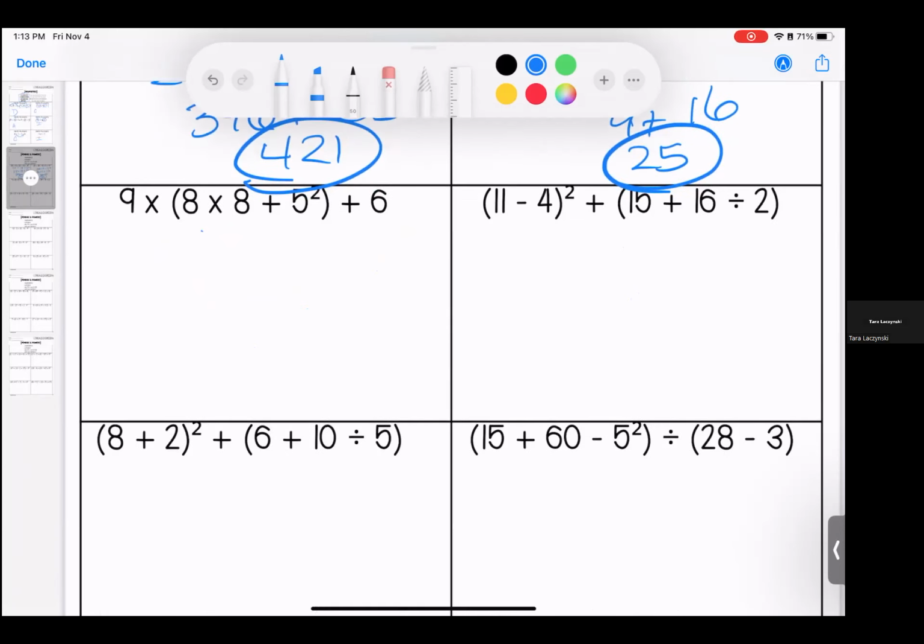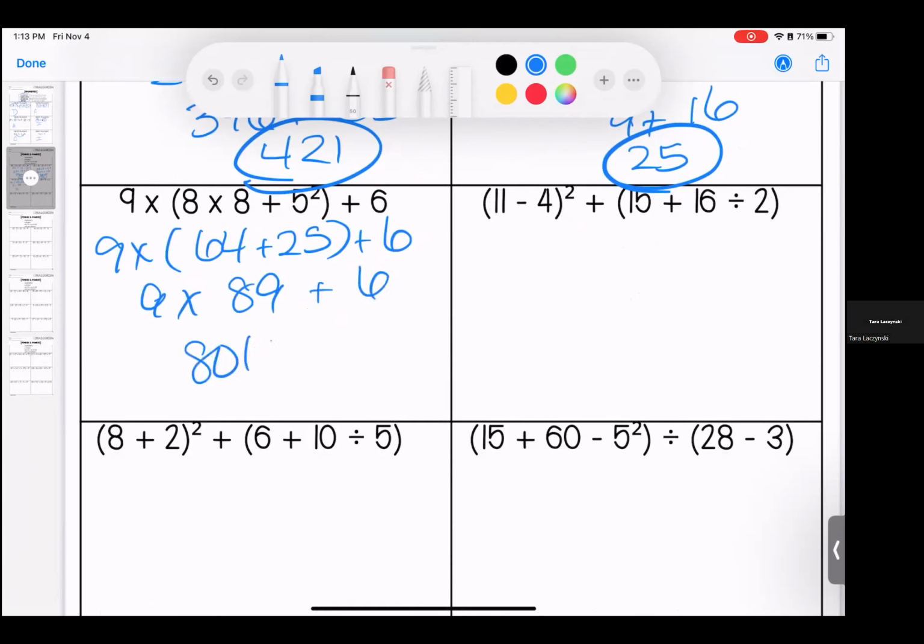Down here, we have 8 times 8 is 64, plus 25 for our 5 squared. 64 plus 25 gives us 89. Drop the parentheses at that point. 9 times 89 is 801 plus 6 gives us a final of 807.